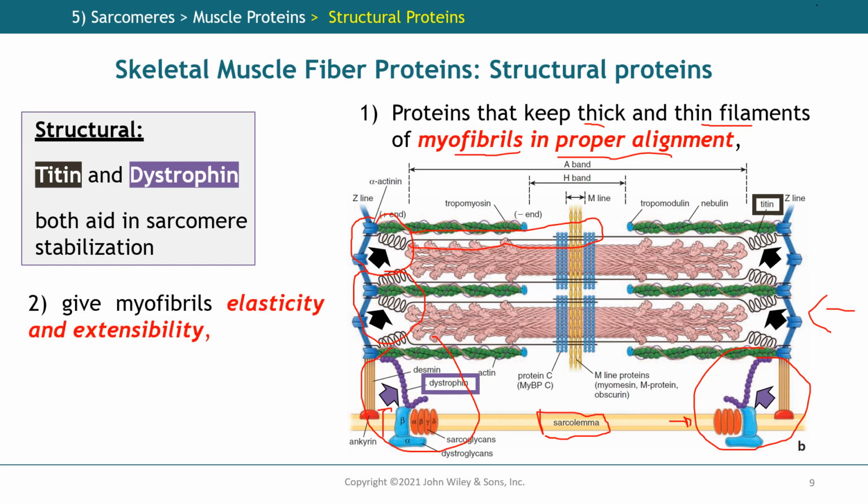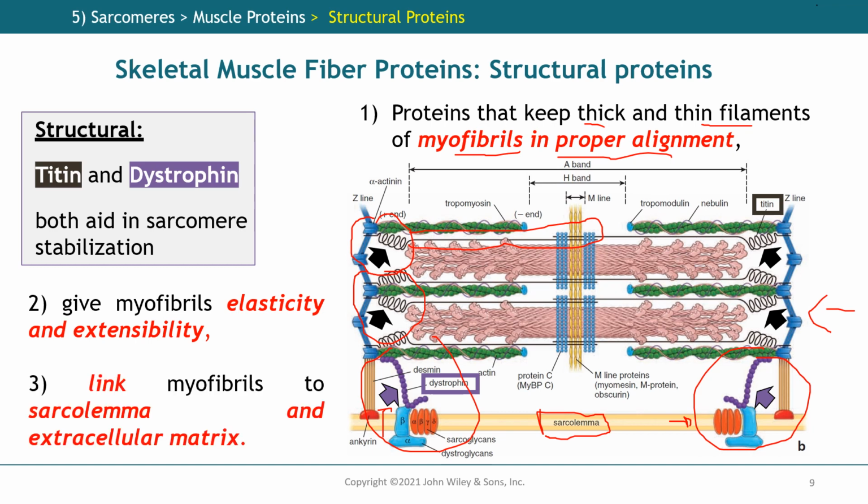The second one is that they can work to give more elasticity and flexibility. In particular, here the titin has a major role in that. And finally, the dystrophin has a major role in linking the myofibrils to the sarcolemma and the extracellular matrix. Okay, so those are the three functions of the structural proteins. Now we're going to move on to explain in a little more detail the functions of titin and dystrophin.